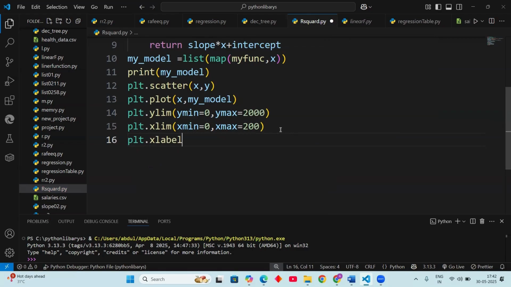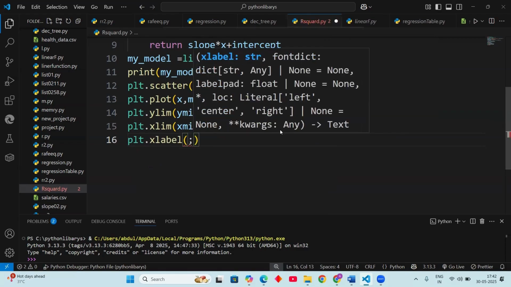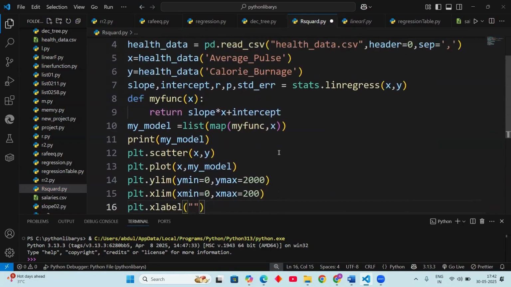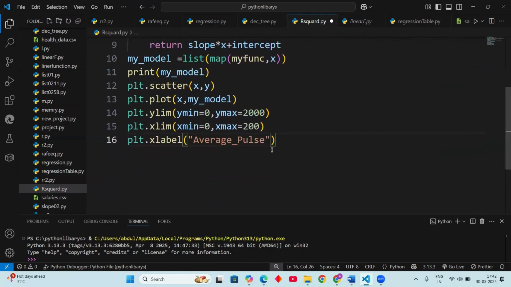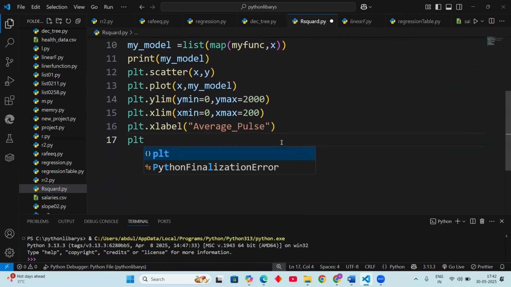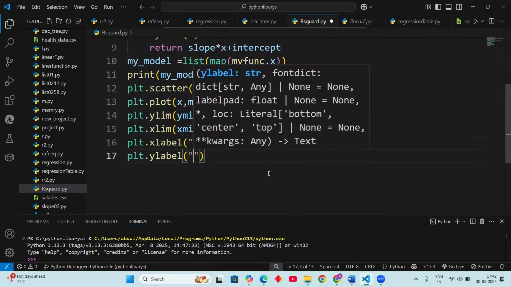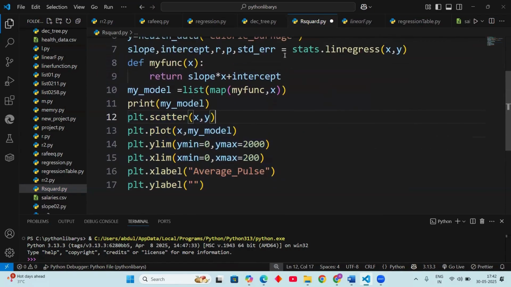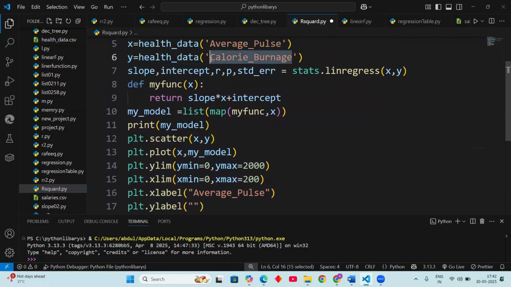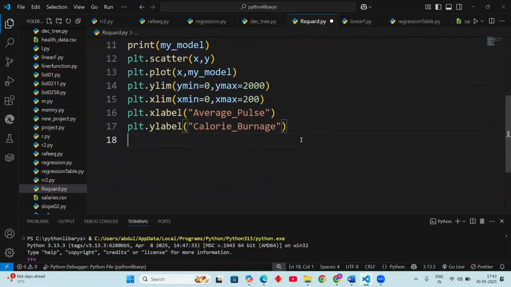After that, I need to enter xlabel. For xlabel I am assigning average pulse, and for ylabel I am assigning calories burned. So this is my data, right? From this data, I need to consider the R squared, high R squared method. From this we use plt.show to show the graph, right? We use the plt.show function. Now my code is ready, so let's run the code.